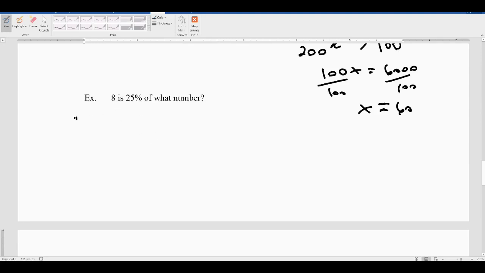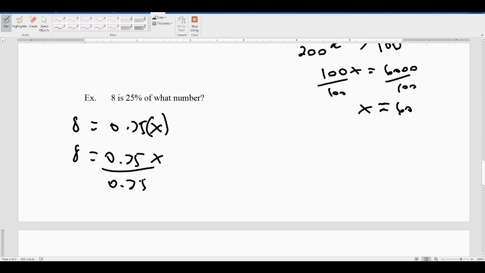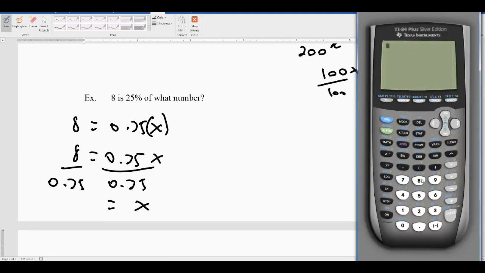So let's do this one now. 8 is means equals. 25% as a decimal is 0.25. What number? We don't know. So we're going to call it x. And that does mean times. So you can put that in parentheses if you want, but you don't have to. So if I do that, I'm going to write it like this, and then divide both sides by 0.25. Then just take out your calculator and type in 8 divided by 0.25, and we get 32.